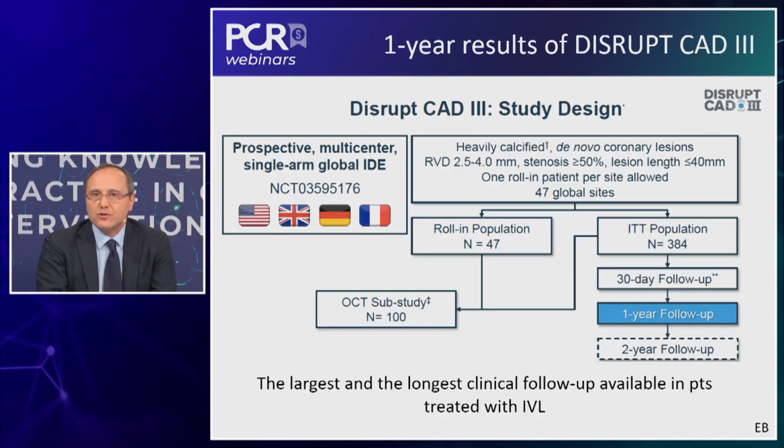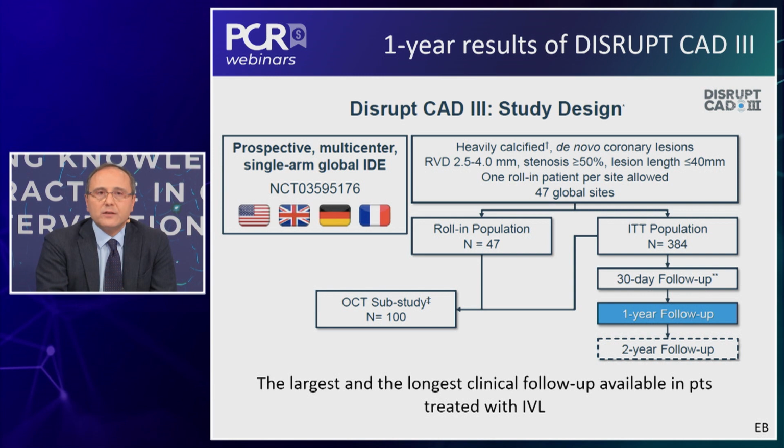But then the next question is, how long does it last, this good angiographic result? Do we have, in other words, long-term follow-up data reassuring us that what you achieved, Flavio, acutely stays for a long time in such a good way? We have nowadays available the Disrupt CAD III data that represent the largest and the longest clinical follow-up data available in patients treated with IVL. They were recently presented at the TCT meeting.